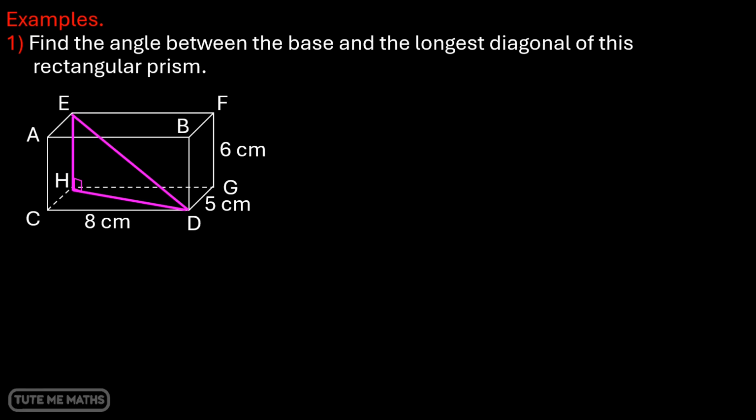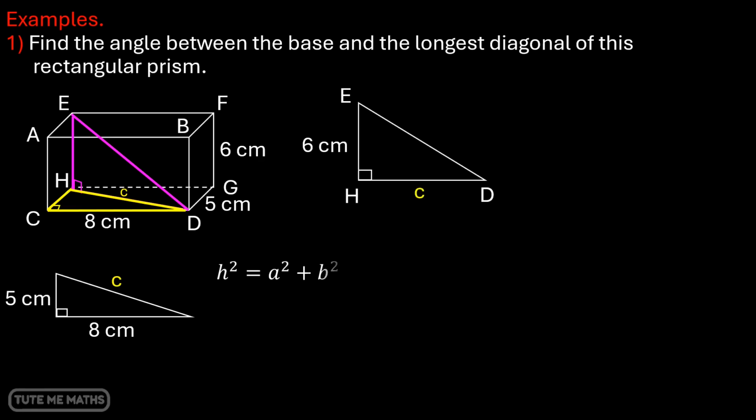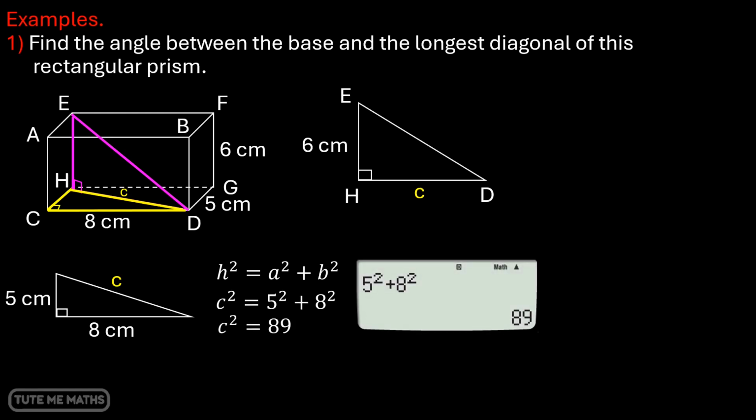However, we need two sides to calculate an angle, and currently we only know EH. Looking at the base though, we see that its diagonal is the hypotenuse of another right triangle, of which we know two sides. A simple application of Pythagoras' theorem will allow us to determine its length. Labelling the hypotenuse C, we have C squared must equal 5 squared plus 8 squared, which is 89. Finding the square root reveals this undesirable decimal.